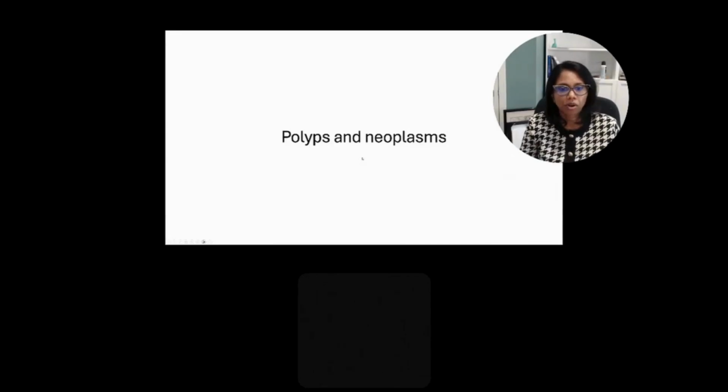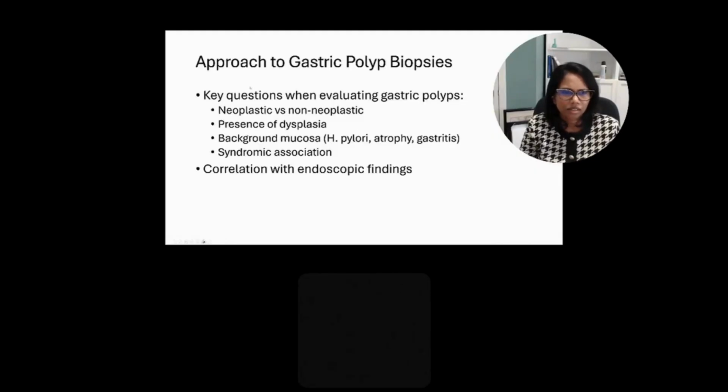Now into polyps and neoplasms. I'll just cover a quick whistle-stop tour of what we may typically see on a biopsy. So the key approach to gastric polyps and biopsies is knowing: is it neoplastic, is it non-neoplastic, is there dysplasia or not? What does the background mucosa look like? Do you have H. pylori gastritis? Do you have any atrophic gastritis? Or are there any syndromic associations? And importantly, correlation with endoscopic findings. Absolutely, all the time, correlate with endoscopic findings, and even in terms of how many polyps there are, etc.